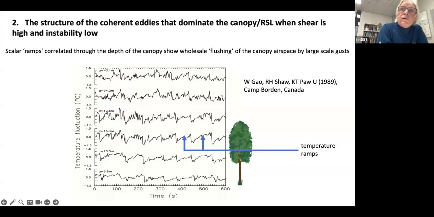The first one I'm showing you now, where by measuring the time trace of temperature at different levels through the canopy, it was clear that the temperature trace exhibited this characteristic structure of warming, then sudden cooling, warming, then sudden cooling, usually called temperature ramps. At night, it goes the other way around. So it cools and then warms. But so the question was, well, what's actually going on here?